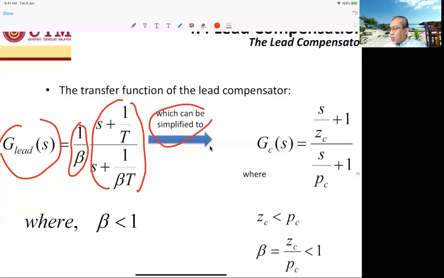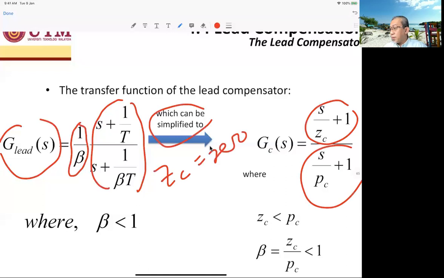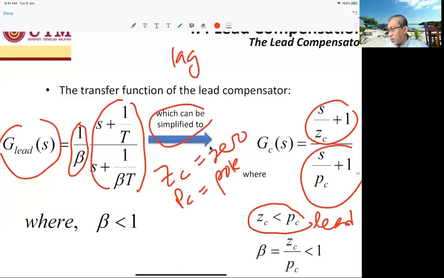So it becomes GC equals (S over ZC plus 1) over (S over PC plus 1). ZC is the zero and PC is the pole. In lead compensator, ZC is less than PC. This is for lead. But for lag compensator, last week, ZC is greater than PC.